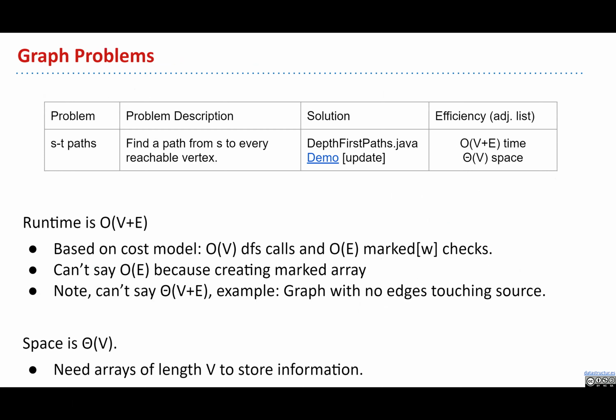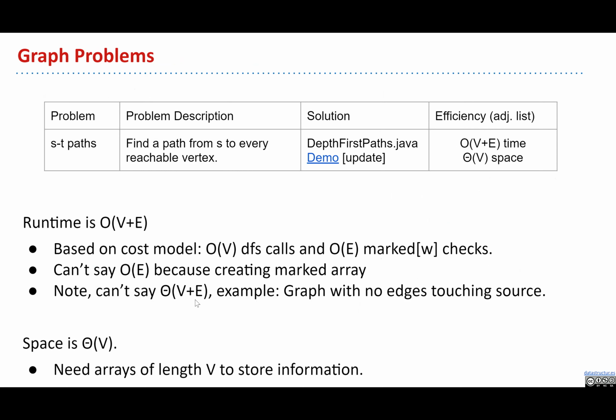Cool. Okay, so the runtime of this ST paths problem solution, depth first paths, it's V plus E time. And I didn't say it out loud, but it's V space, which is the amount of space you need to store. Okay. So that's based on the cost model of adding the DFS calls and the marked checks. And we can't say big O of E because we're creating this marked array. We also can't say it's theta of V plus E in this case. And I didn't say anything about that in lecture, but if you want, think about the example of a graph that has no edges touching the source.